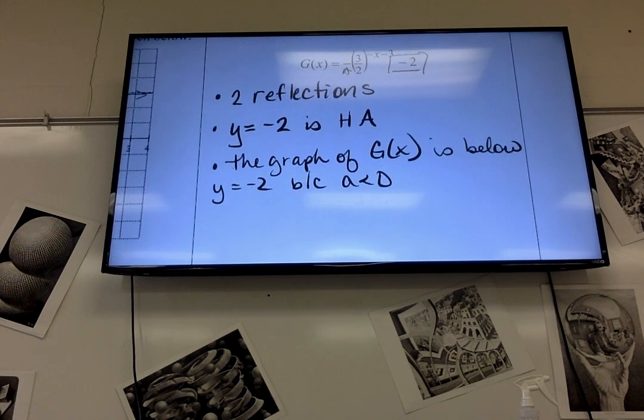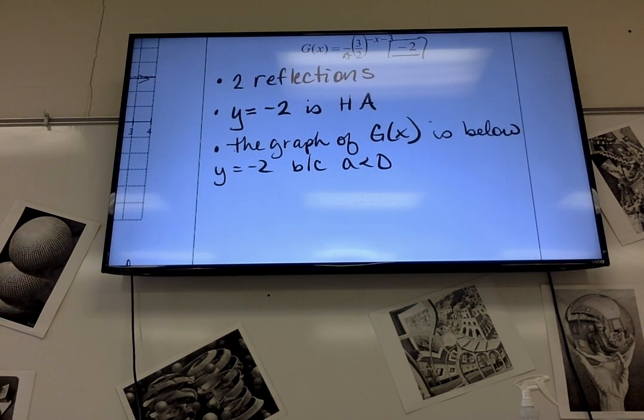So we have 2 reflections, and is B between 0 and 1 or greater than 1? Or no, it's greater. Yeah, B is 3 over 2, so that's 1.5. So B is greater than 1 with 2 reflections. Is that growth or decay? It's growth.